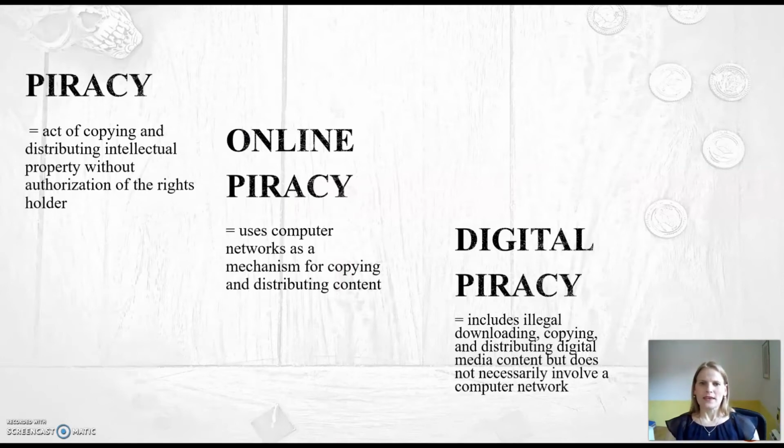Piracy is defined as an act of illegally reproducing or disseminating intellectual property, such as computer software, books, movies, and music, without the permission of the rights holder. There are many subcategories of piracy, such as online piracy, which uses computer networks as a mechanism for copying and distributing content, and thus defines a type of distribution method.